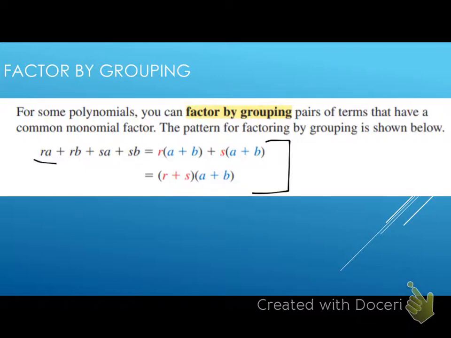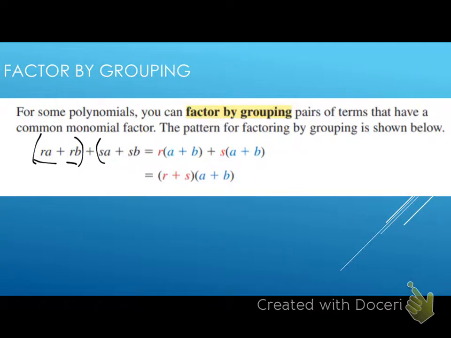So we have RA plus RB plus SA plus SB. Essentially, we're just grouping our first two terms together and factoring out a GCF. Our GCF in this case is R, so I factored out an R. I grouped my last two terms together and also took the GCF of those two terms. The GCF in this case was S, so I factored out an S. Does everyone see that?